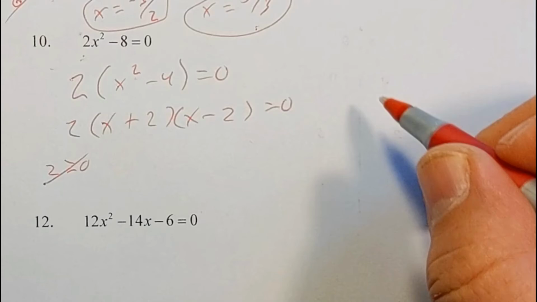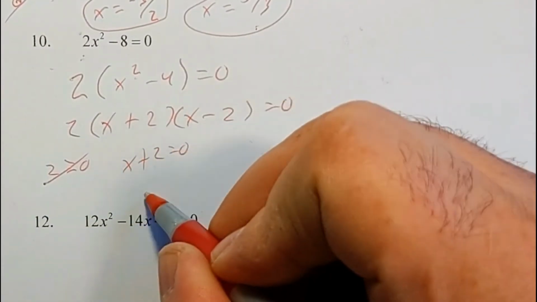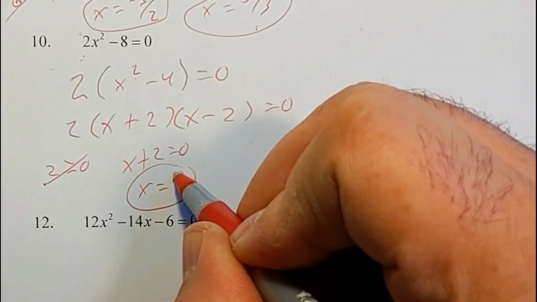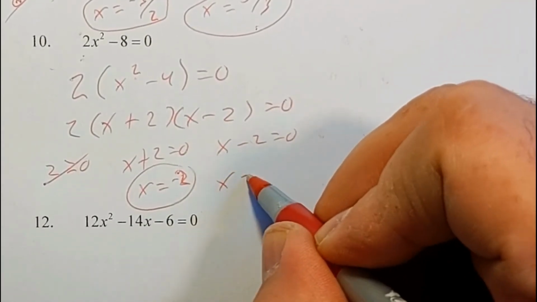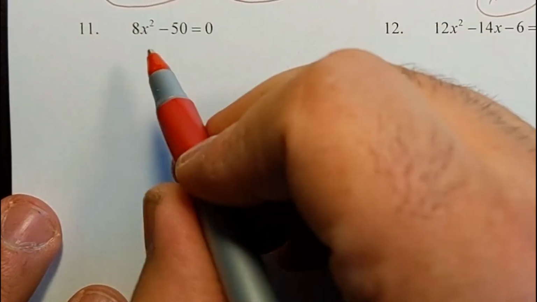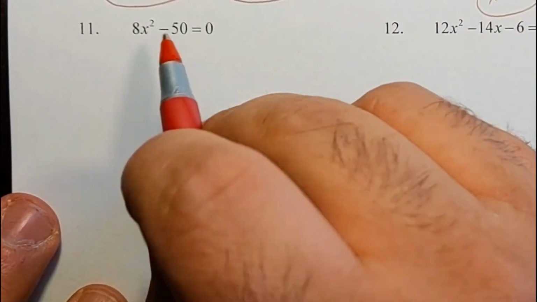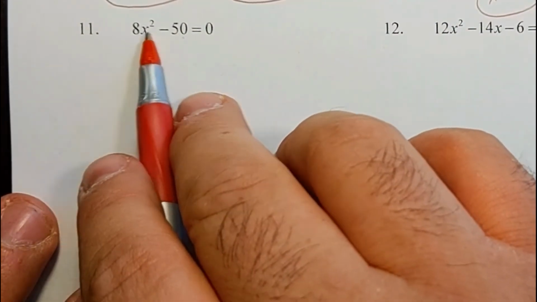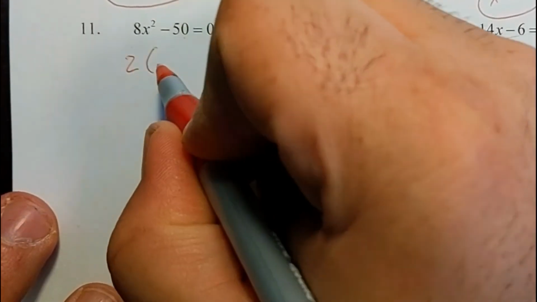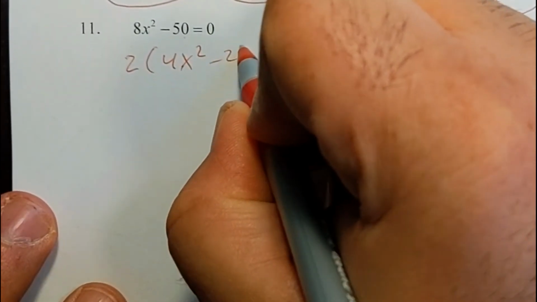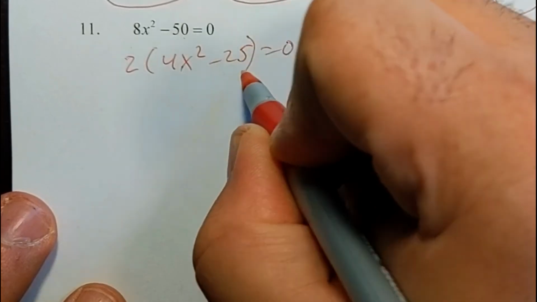2 equal to 0 doesn't work. X plus 2 equal to 0 gives me negative 2. And then x minus 2 equal to 0 gives me a positive 2. Number 11, again, I have only two terms, but I do notice that I can divide them both by 2. If I divide them both by 2, I get 4x squared minus 25 equal to 0.